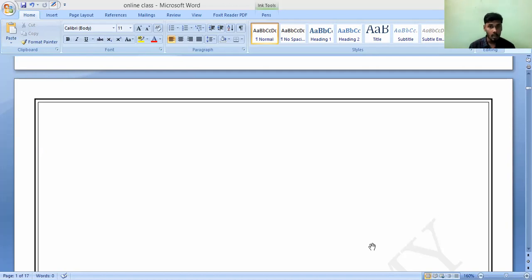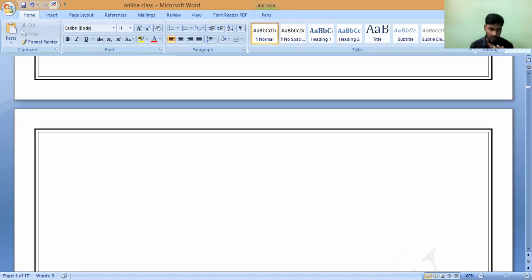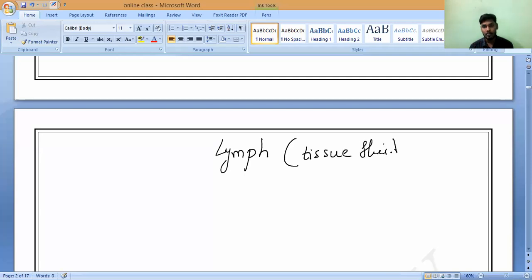Now, the circulation of lymph from the body tissues to the heart is carried through which structures? First, lymph capillaries, then lymph vessels, then lymph nodes. Lymph starts from the lymph capillaries. It starts from tissue fluid, plus it mixes with so many substances. You can write it: proteins, fats, and so on.